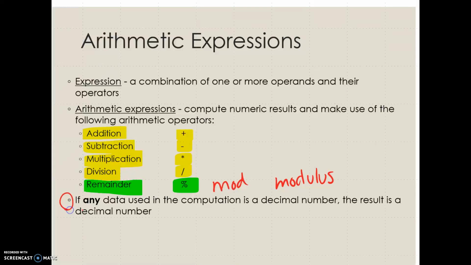Now, this is an important fact down here at the bottom. If any of the values used in the computation are a decimal number, then the result is automatically a decimal number. Okay, so what do I mean by that? If I were to do 4 plus 7, that is an int plus an int, so my answer would be 11. If I were to do 4.0 plus 7, this is a double plus an int, therefore my answer is a double, and my answer would be 11.0. Okay, so that's just an example of what we mean when we say if either one of the values is a double or a decimal, then the answer will have a decimal.